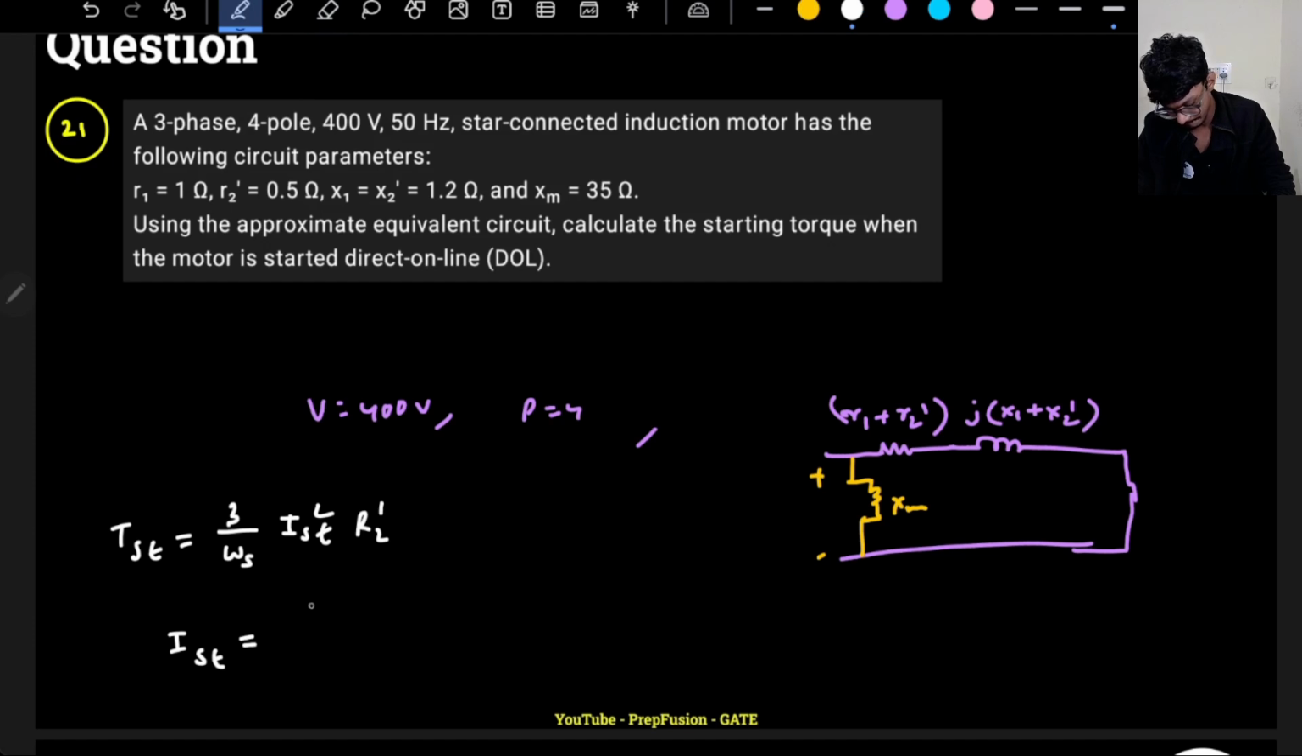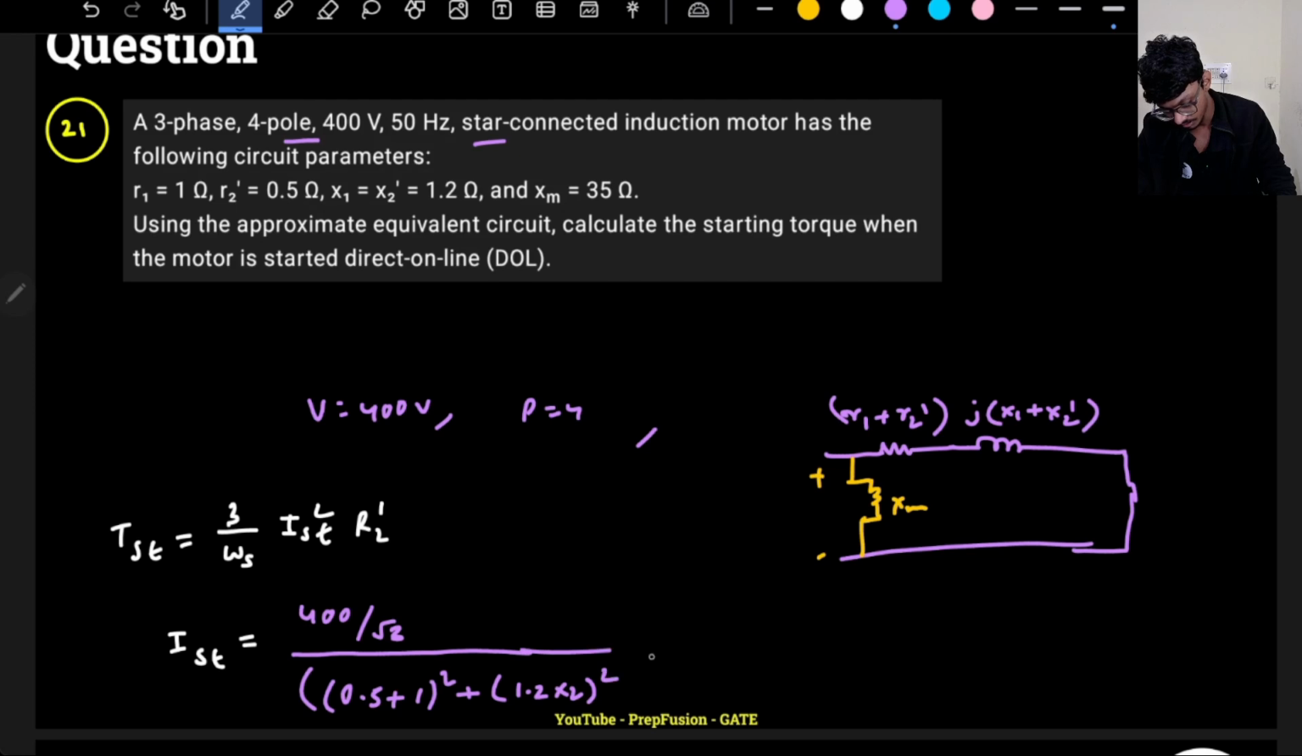will be equal to V upon whole under root R1 plus R2 dash whole square plus x1 plus x2 dash whole square. Remember this is the line voltage and it is star connected, so phase voltage will be 400 divided by root 3. Don't mess this up. Phase voltage is 400 divided by root 3 because it is star connected. R1 is 0.5 plus R2 dash is 1, whole square, plus x1 plus x2, both 1.2 only, whole square, whole under root. This is the starting current.